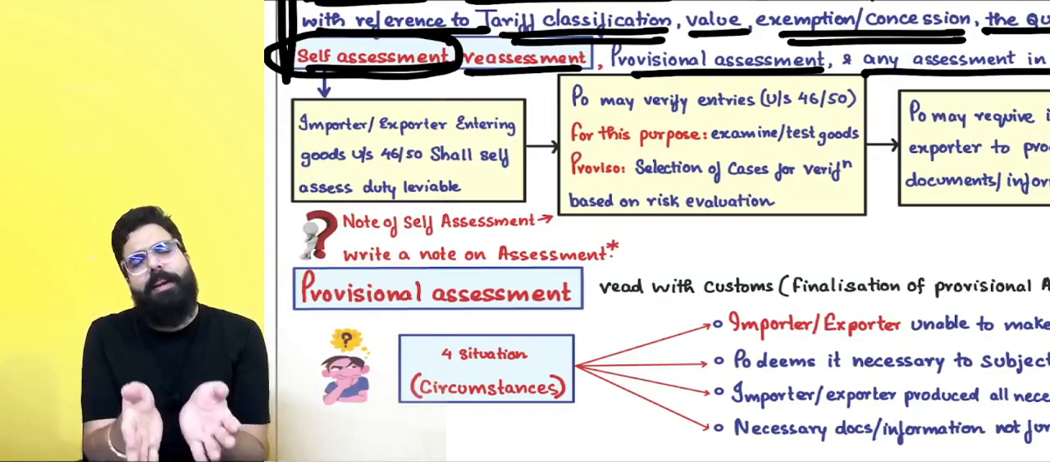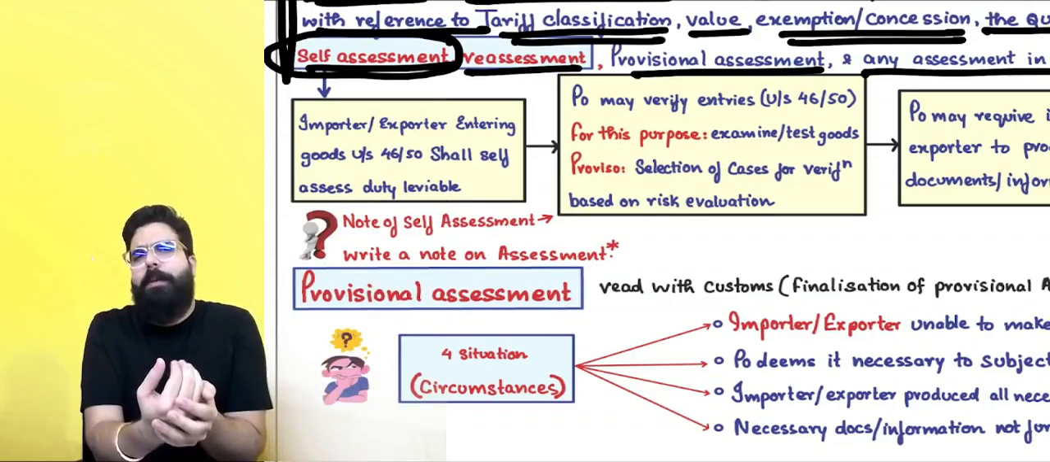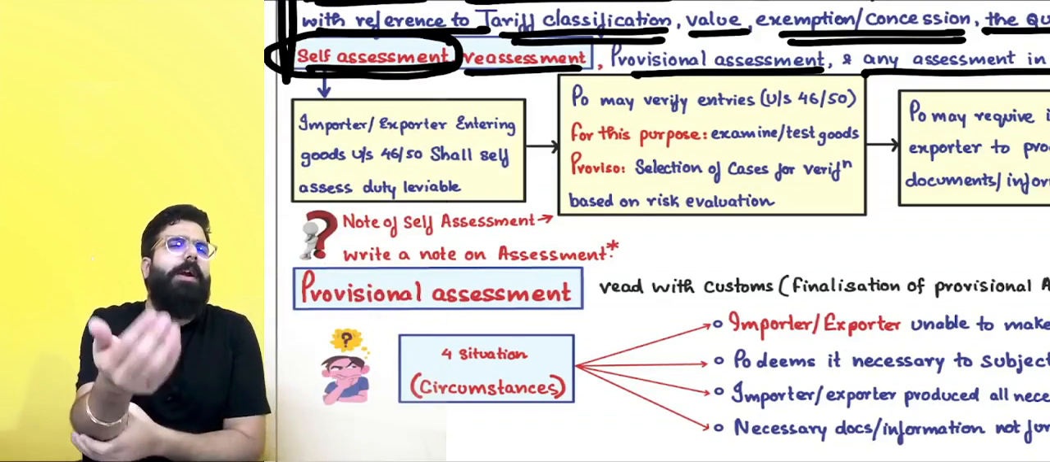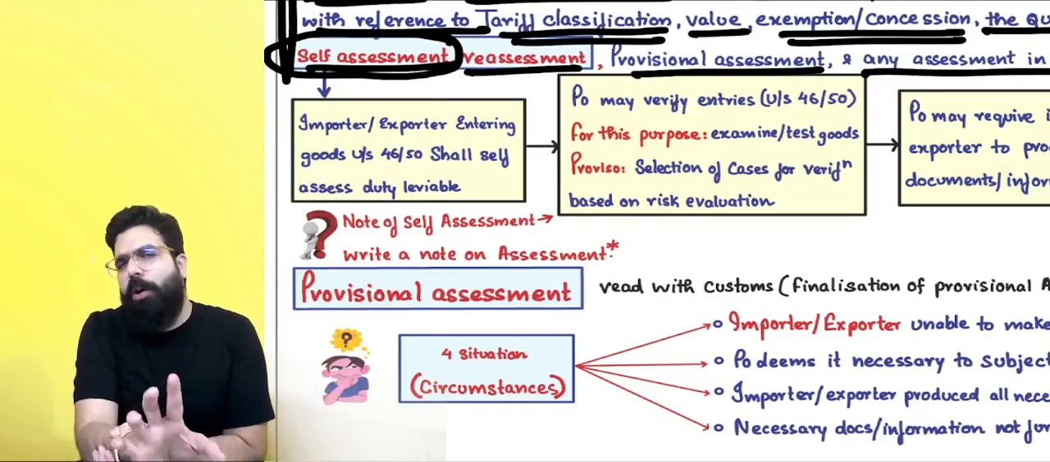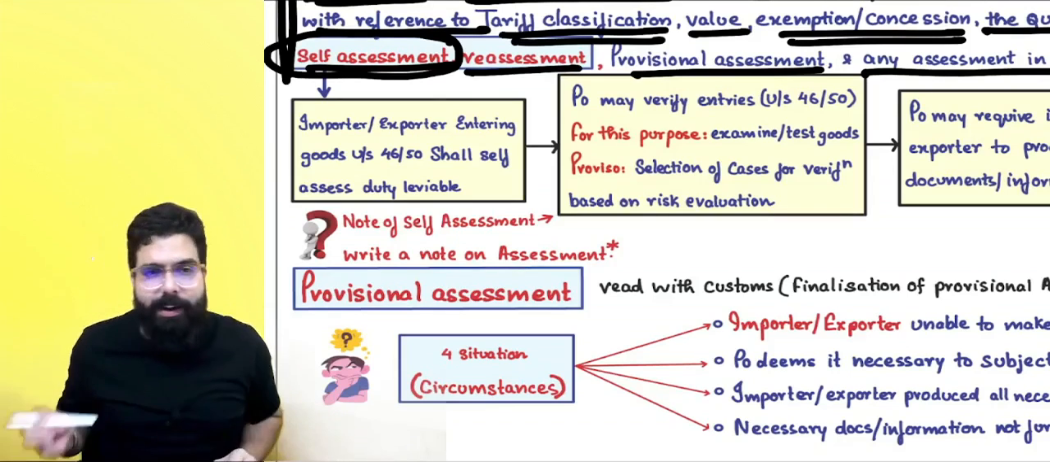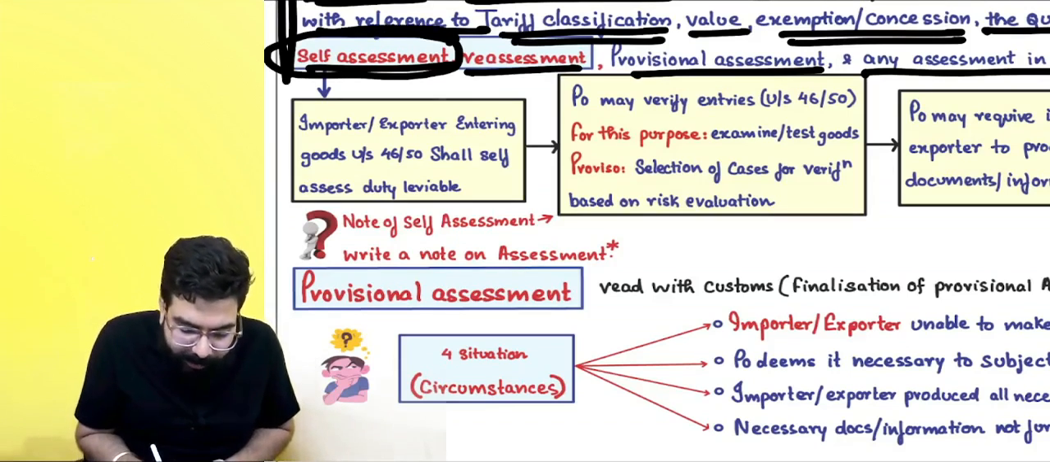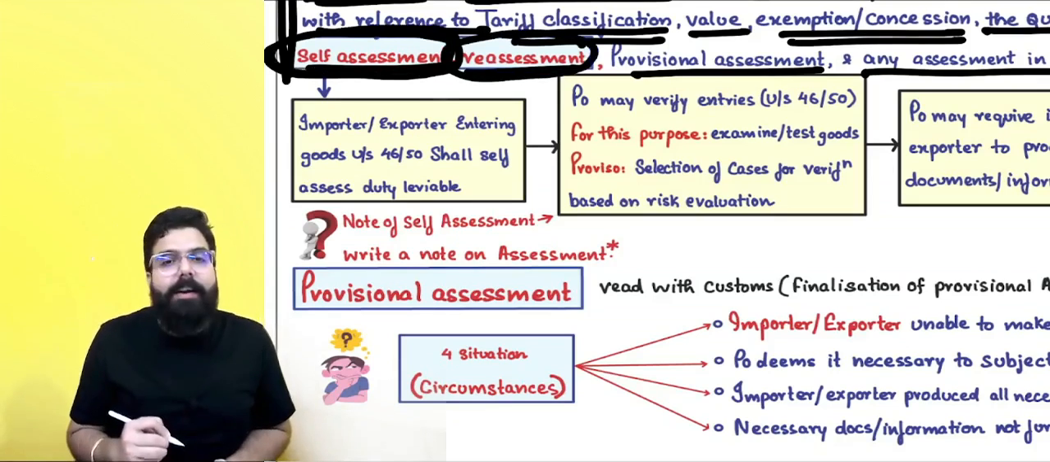But sir, if he finds any doubt, he will tell me, sir, give me an additional document. You give him the additional document. Then if he finds it okay, okay. Otherwise, he will go ahead and do reassessment. So let's understand self-assessment and reassessment.